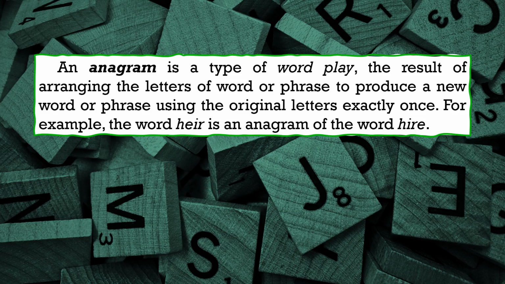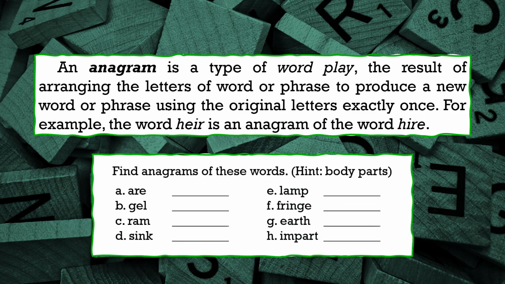For example, the word air is an anagram of the word higher. Your task is to find anagrams of these words. To guide you in finding the anagrams, I will give you a hint. The word that you will form is a body part. The words are letter A, R, letter B, gel, letter C, ram, letter D, sink, letter E, lamp, letter F, fringe, letter G, earth, letter H, impart.